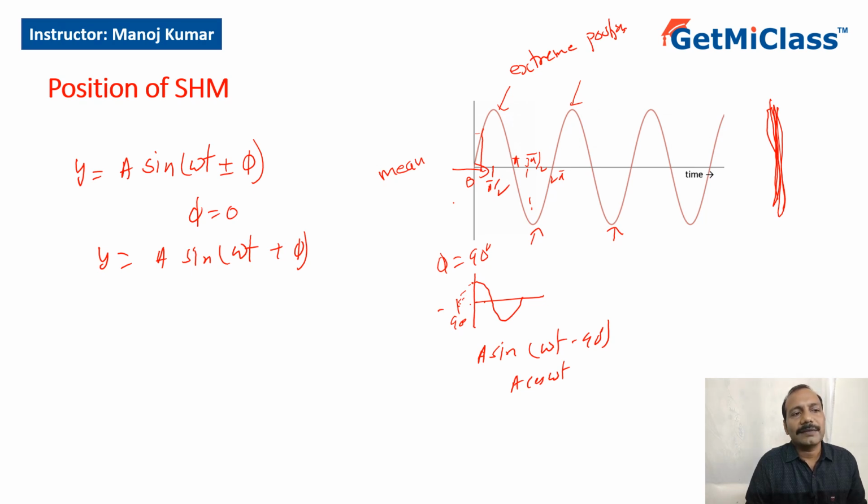Now the other thing that we have to see is omega. What is omega? Omega is written as 2 pi f, where f is the frequency, and this is called angular frequency.